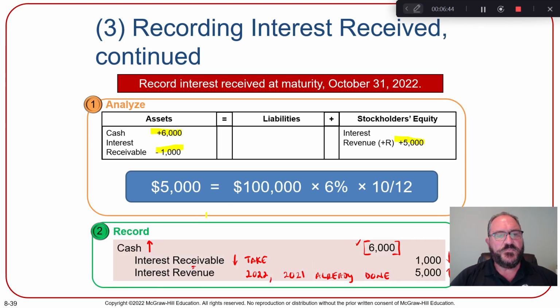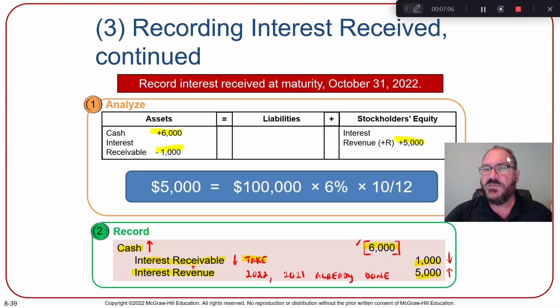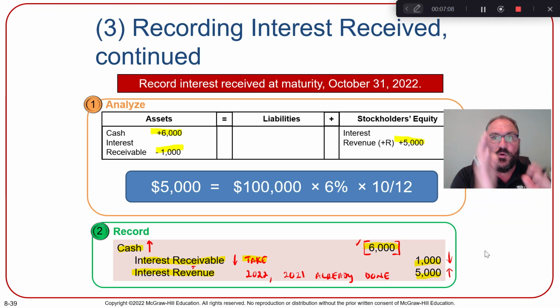So it looks like this. There's all the money we got. We finally get paid. We get all $6,000. The interest receivable, we take that one off the books, right? What we do is we wind up crediting it over here into interest receivable to get rid of it, and then interest revenue for the other $5,000. So what winds up happening is we earned $1,000 in 2021. That was the receivable. And the interest revenue for 2022 is $5,000. So now we've shown our interest recording.